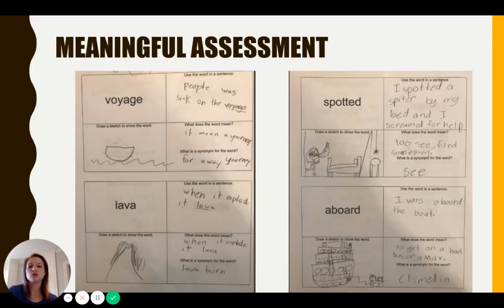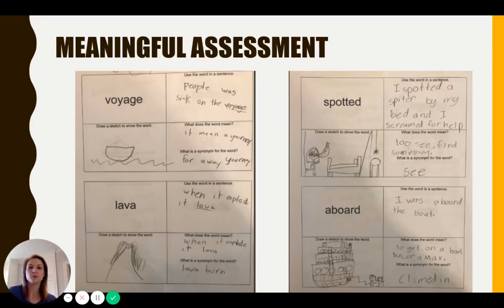But between these 2 students, I can see different levels of understanding. On the right, I spotted a spider by my bed and I screamed for help. So great sentence. She has a synonym. She can tell me what it means, and she has a detailed picture. People was sick on the voyage. It's a start, but there's not as much context to it. So it gives me a better indication of what I need to support students with.